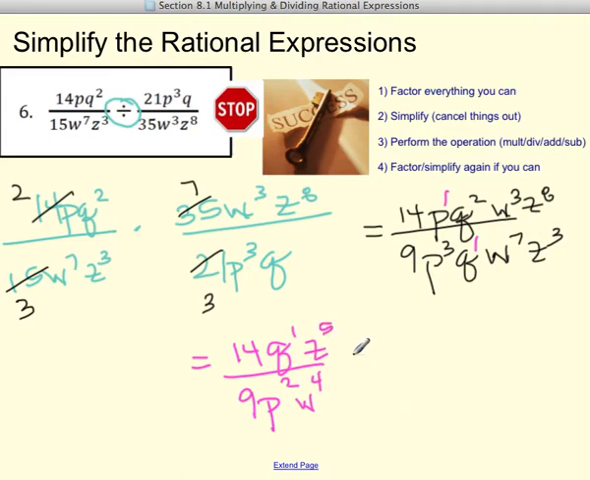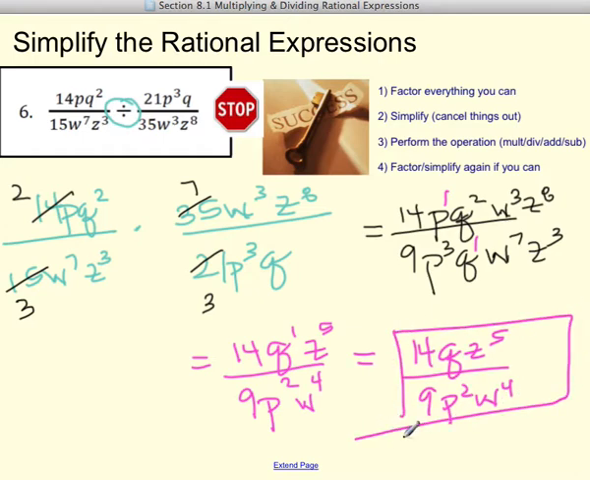Okay, so let's just rewrite this. So it'd be 14q z to the 5th all over 9 p to the 2nd w to the 4th. That is my final answer for example 6.